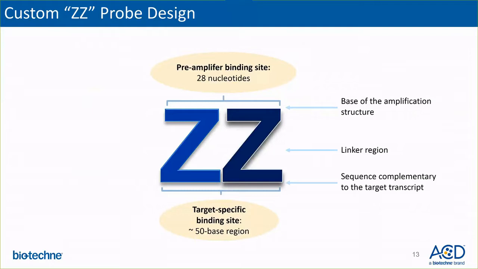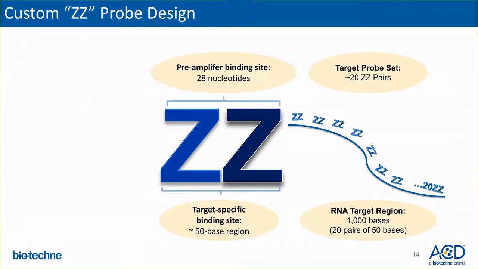The sequence at the bottom of the Z is complementary to the target transcript and hence hybridizes. In order for amplification to occur, two Zs must hybridize to the target sequence right next to each other. Once this happens, it creates around a 50 base target-specific binding site on the bottom of the double Z pair. The top of the Z is the base for the amplification structure. When two Zs hybridize, it creates a binding site upon which a preamplifier can bind, and then the amplification tree can be built.